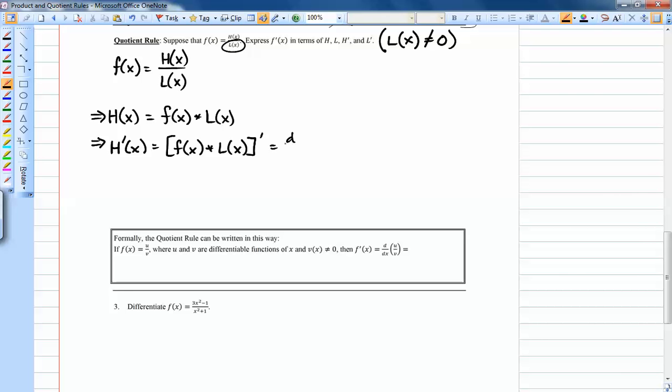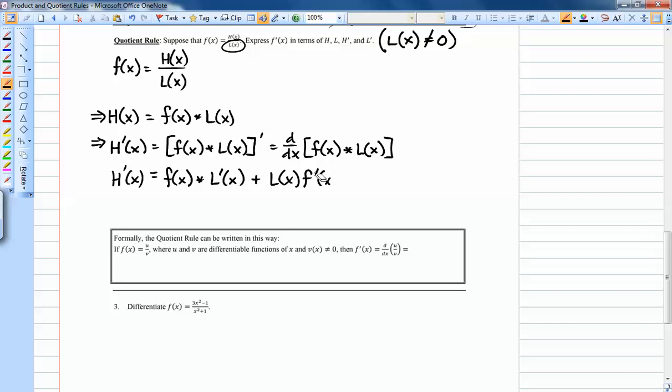which is also the same thing as saying d dx of f of x times L of x, which is one of the ways that we've written out our product rule, because notice it's the derivative of something times something else, so we can use the product rule on that. If I use the product rule, it's the first function times the derivative of the second function, which is this, plus the second function times the derivative of the first function, which is this. I'll put a times there just so you see it. It doesn't really matter. Okay, so that's what we have.